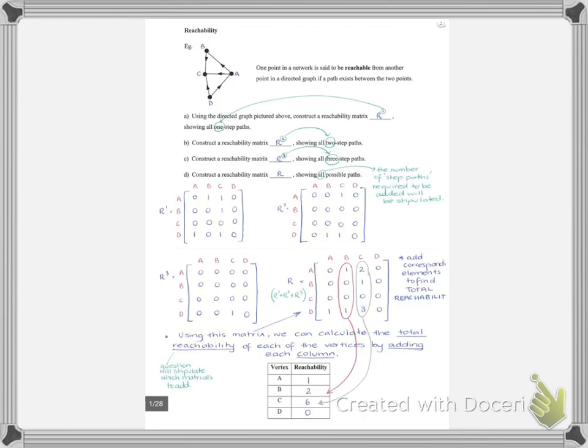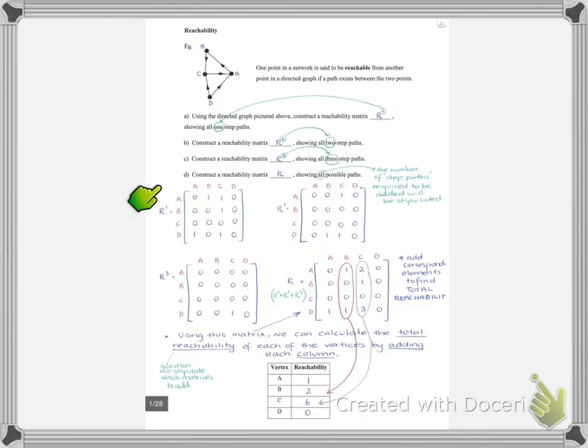An R2 means how many ways can you reach a particular vertex in 2 steps. An R3, how many ways can you reach it in 3 steps. So let's start with the R1 reachability matrix.